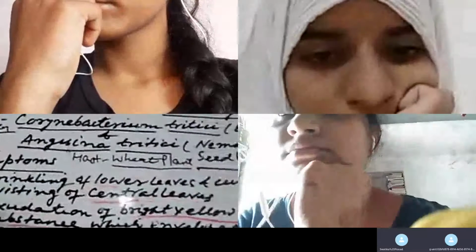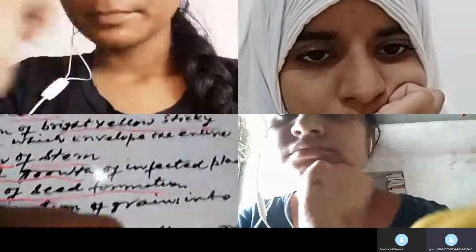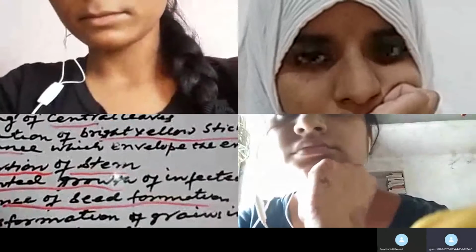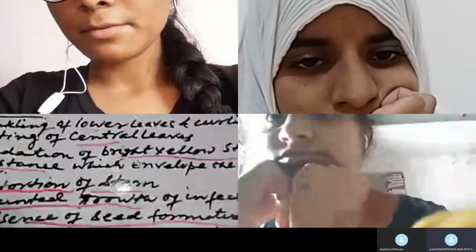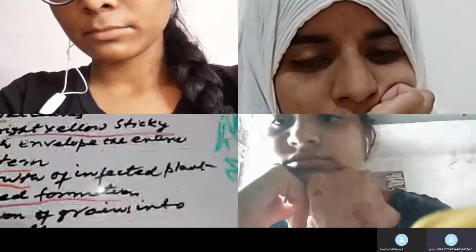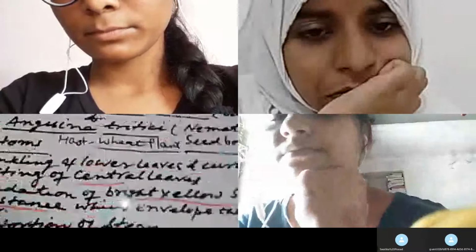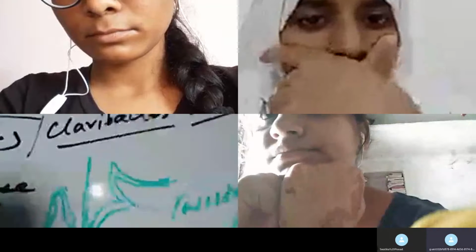The seventh symptom of this disease is on the stem and inflorescence. The eighth symptom is yellow slime that trickles down and becomes hard. The ninth symptom of this disease is that the spike becomes curled and twisted, and the kernel of the wheat is replaced by the gall. These are the 10 symptoms of this disease, and I have shown them here with the help of this diagram.